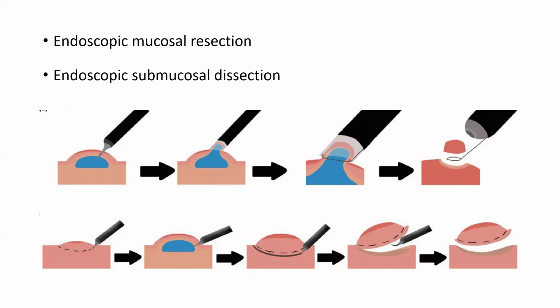And larger lesions, if resected by EMR, endoscopic mucosal resection, require a piecemeal resection. Therefore, endoscopic submucosal dissection is done. This procedure involves first marking the margins of the lesion, then submucosal injection, cutting the mucosal edges along the line of marking, and then submucosal dissection of the tumor from its bed.